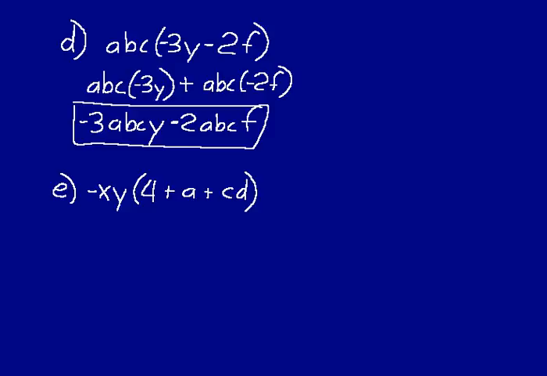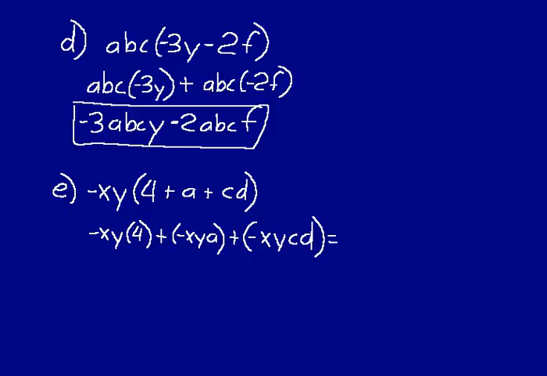Let's do one more. We have negative xy, and then on the inside of the parentheses 4 plus a plus cd. So let's go ahead and do the expansion here. Negative xy times 4. And then we'll put a plus sign here. And then we're going to do negative xy times a, and so we can just say negative xy a. And then we'll put another plus sign, and then we have negative xy times cd, so we could just say negative xy cd. Put that in parentheses.